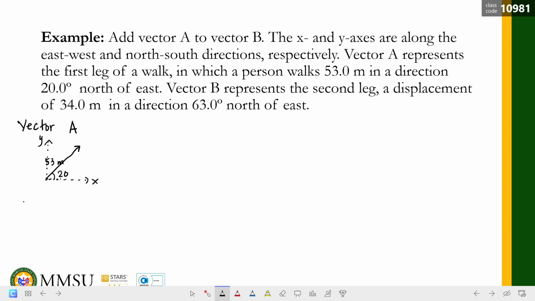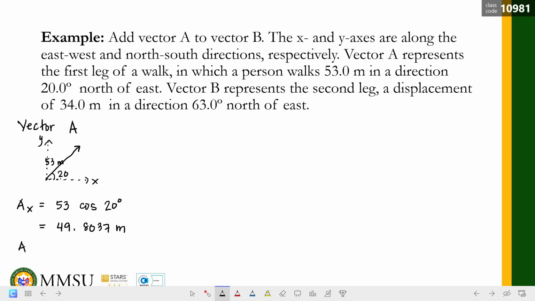So, A sub X, this is the component of vector A in the X direction. So, that's 53 cosine of 20 degrees. Right? 53 meters times cosine of 20 degrees. That's the X component of A. 53 times cosine of 20 degrees is equal to 49.8037.